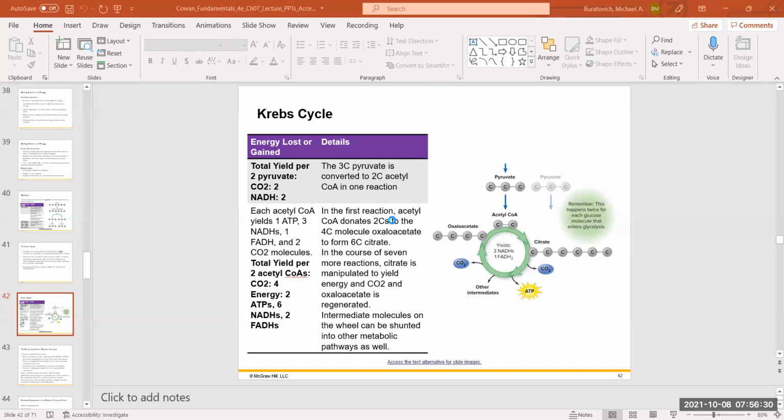So pyruvate dehydrogenase complex converts pyruvate into acetyl coenzyme A. What's a vitamin that's used in the making of acetyl coenzyme A? It's fortified in milk.